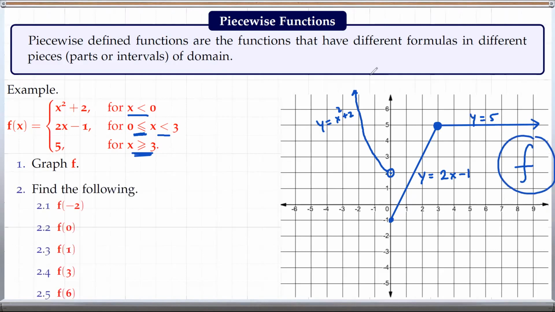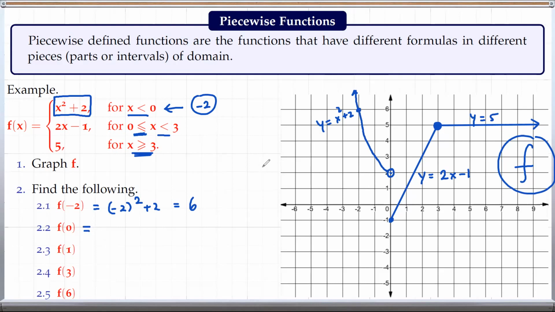Now let's try to answer these. f of negative 2: from the graph, it looks like it's somewhere up here. Let's also figure this out by looking at the formula for the function. We need to decide which interval x equals negative 2 lies in. Negative 2 is less than 0, so x equals negative 2 is in the interval x less than 0. So we need to consider the function x squared plus 2. This will be negative 2 squared plus 2, which is 6. So f of negative 2 equals 6. We can see that from the graph also.